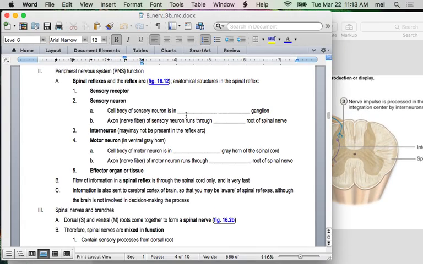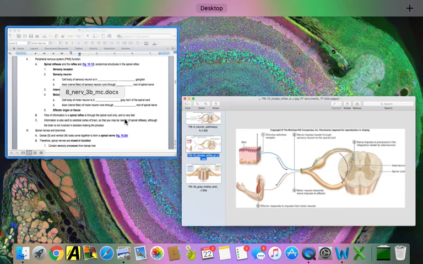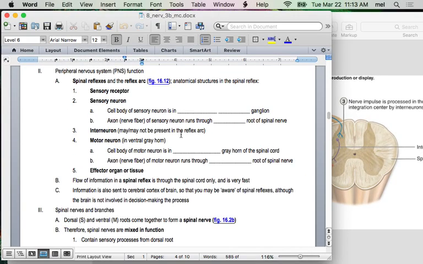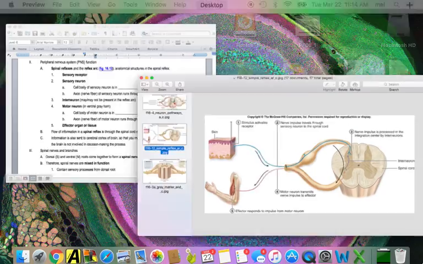So spinal reflexes and the reflex arc. You have a sensory receptor, and then you are going to have a sensory neuron. So here is a sensory neuron, also called an afferent neuron. And the sensory neuron anatomically is going to run through this dorsal root, right? Or posterior root, dorsal or posterior root. So the cell body of the sensory neuron is going to be in the blank blank ganglion. What's that called? Dorsal root ganglion, exactly.